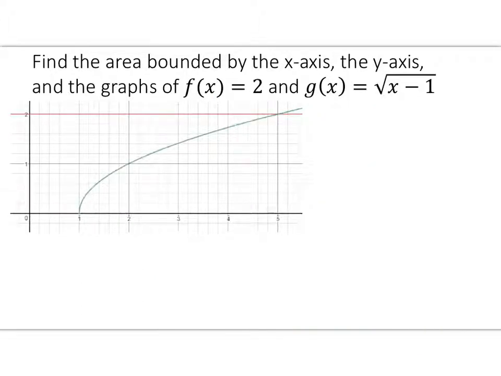So here we want to find the area bounded by the x-axis, the y-axis, our f of x equals 2, and g of x equals the square root of x minus 1. So we're trying to find this region here.